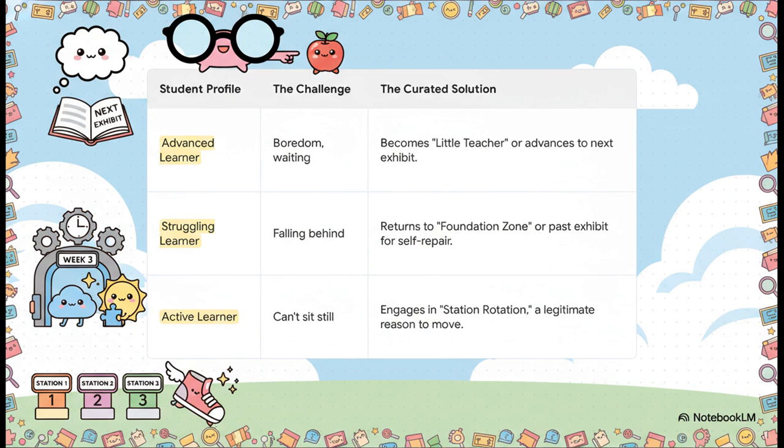The advanced learner, instead of just waiting around, can either jump ahead to the next exhibit or become a little teacher, a peer tutor. This is that stage effect we mentioned, where teaching someone else actually deepens your own understanding. The struggling student can quietly go back to an earlier exhibit to fill in any gaps. No shame, no pressure. And our active learner, their need to move is now a feature, not a bug. It's literally how they get their work done.